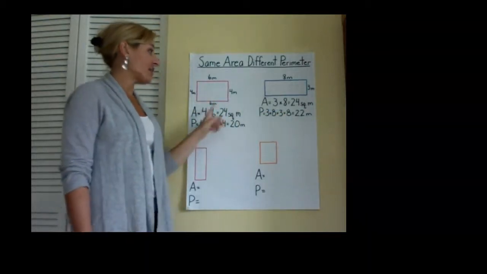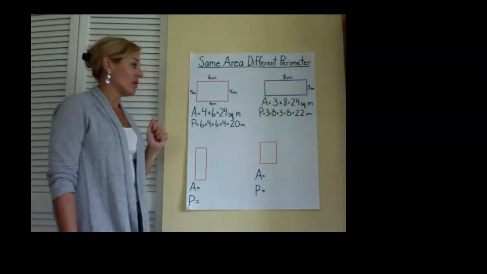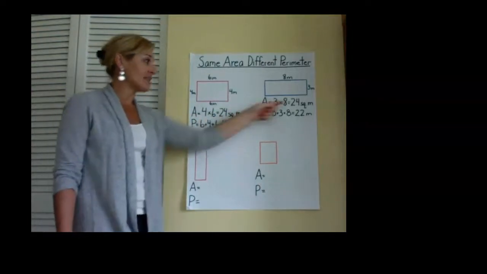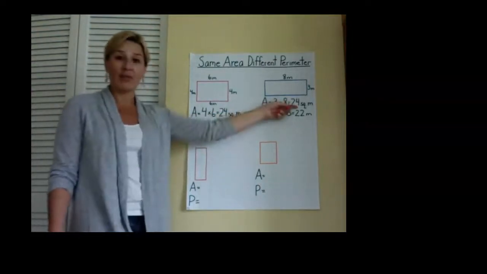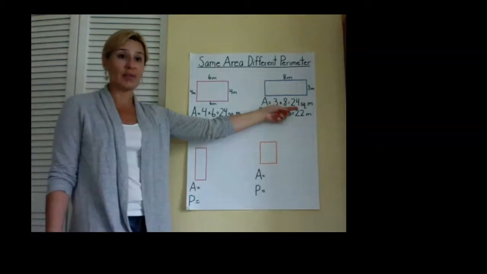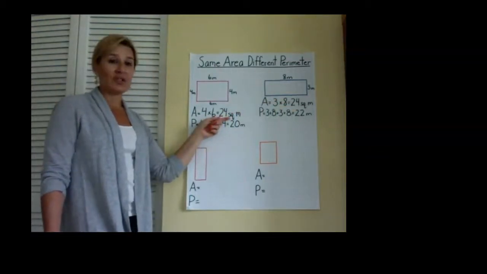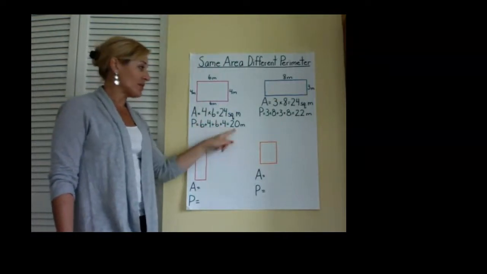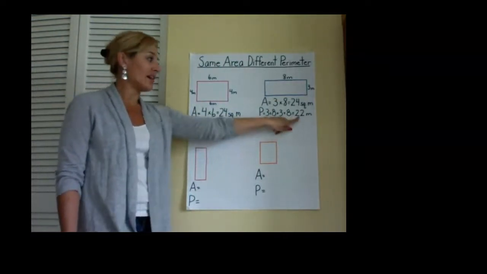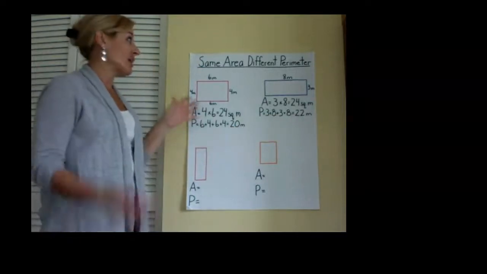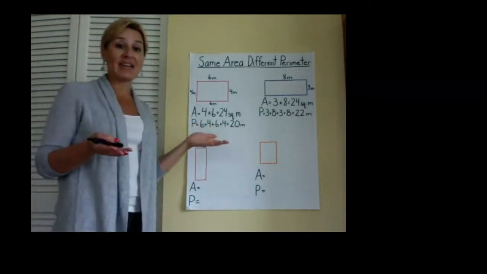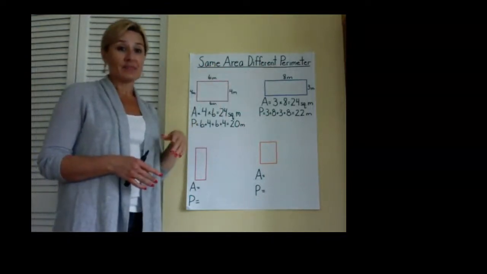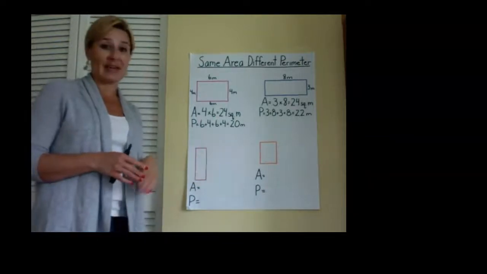So let's take a look at our two problems here. What do you see that's the same? Well, look, the areas are the same of both the problems: 24 square meters, 24 square meters. And what's different? The perimeter, 20 meters and 22 meters. So we have answered and done what our lesson has asked us to do. Same area, different perimeter.